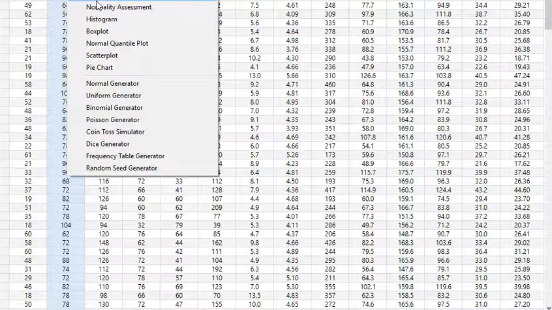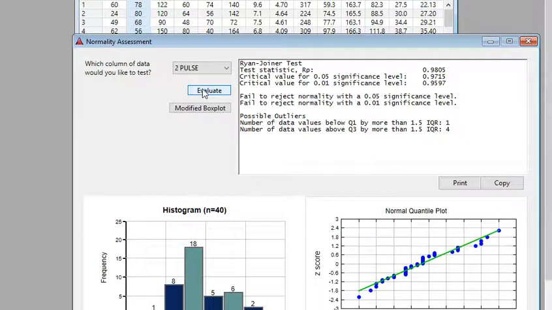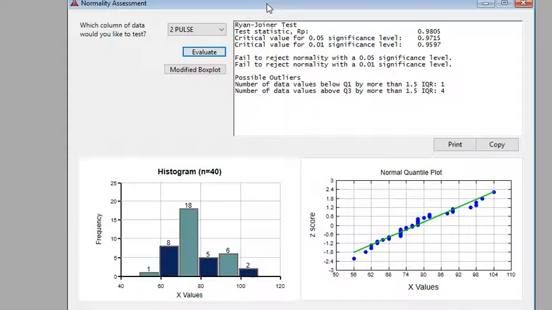So let's click that. Data, normality assessment. We want that for column 2, which is the pulse rates. And let's click evaluate. Now we don't know too much about this, but we can certainly read the output. It says fail to reject normality with a 5% significance level, fail to reject it at the 1% significance level.